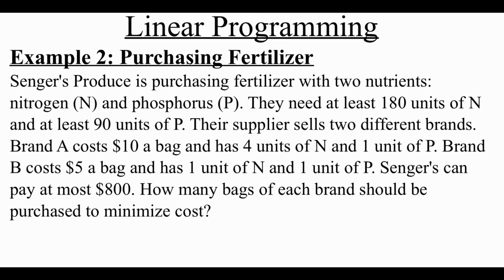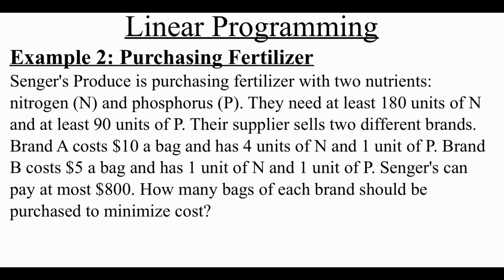Now in this example, we're dealing with a word problem, so we're not just given the equations and the constraints. We have to try to figure them out based on the context of the problem. So Sanger's Produce is purchasing some fertilizer looking for two specific nutrients, nitrogen and phosphorus. They need at least 180 units of nitrogen and at least 90 units of phosphorus.